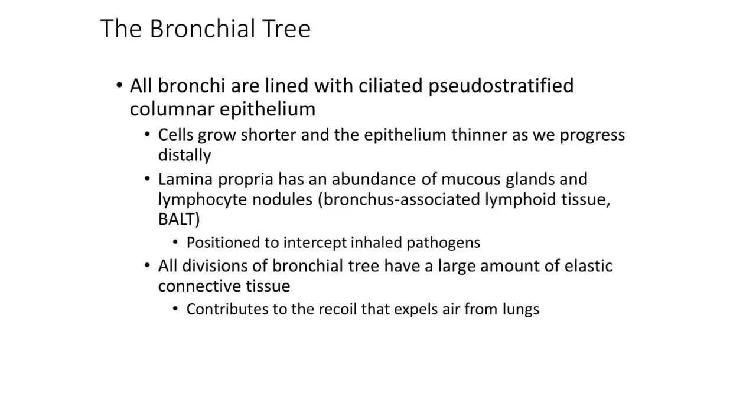All bronchi are lined with ciliated, pseudostratified, columnar epithelium. Cells grow shorter and the epithelium thinner as we progress distally. The lamina propria has an abundance of mucus cells and lymphatic nodules, and these are positioned to intercept inhaled pathogens.